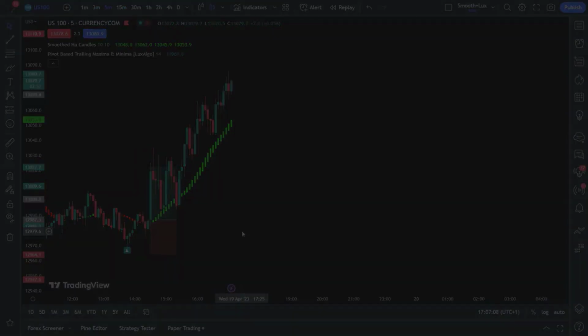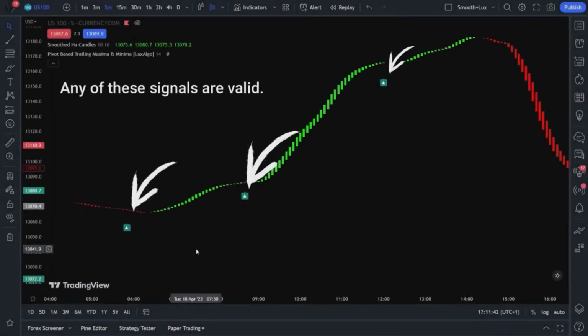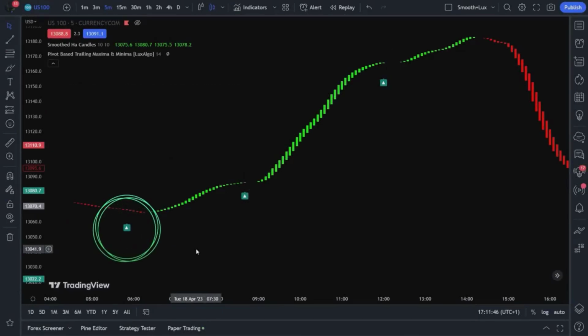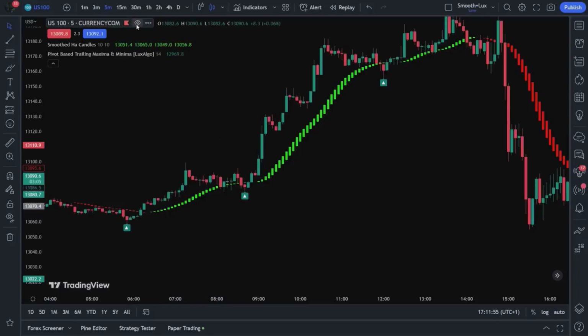Let's do one more long example. Here we can see that our requirements have been met. The pivot-based trailing indicator has printed a blue signal, and shortly after this, the Smooth Heiken Ashy Candles have turned green, and they are uptrending. If no red pivot signals have been printed after our blue signal, then we can buy.